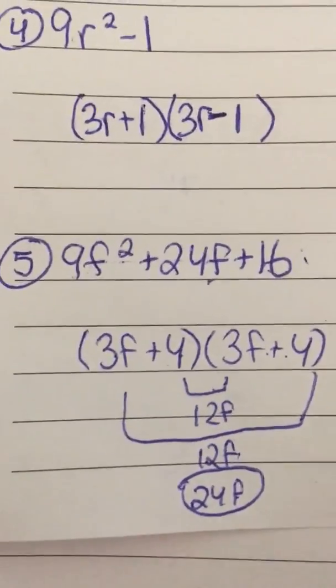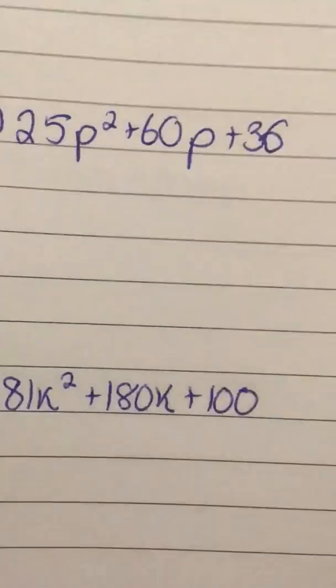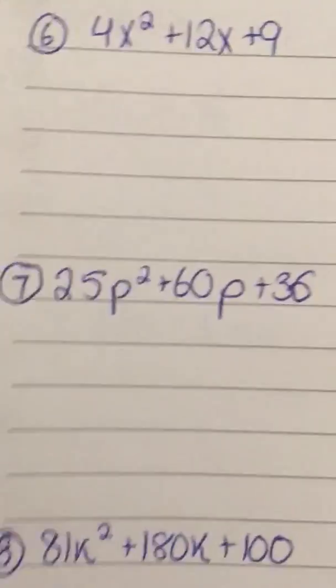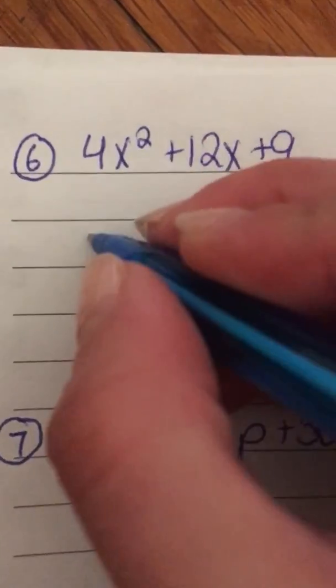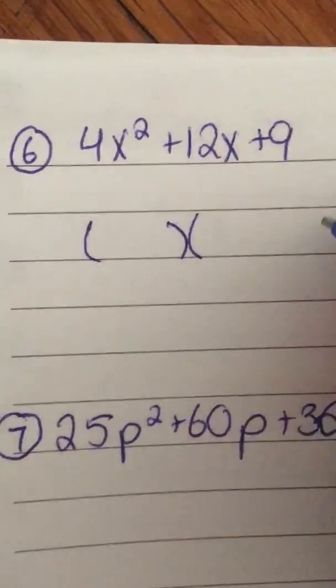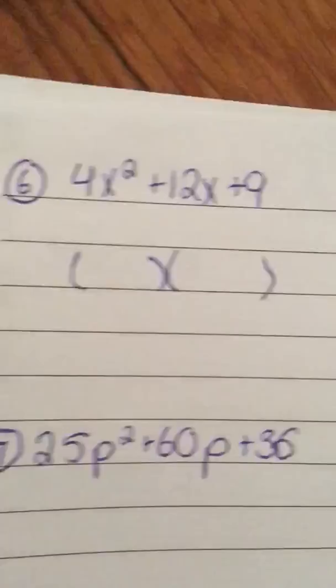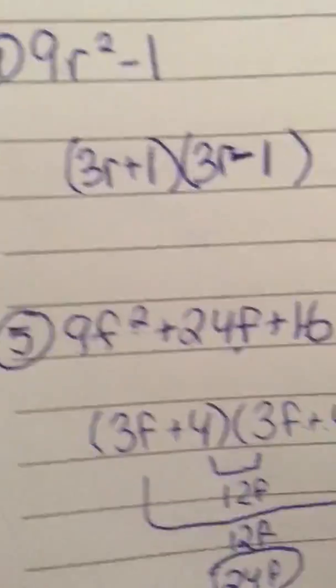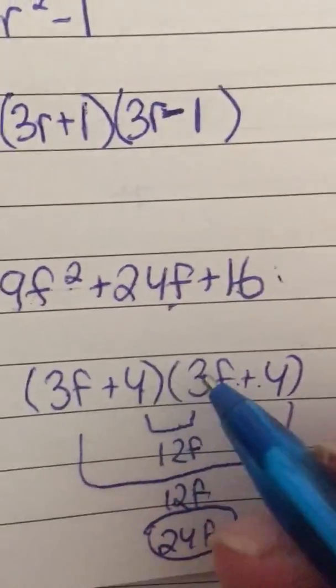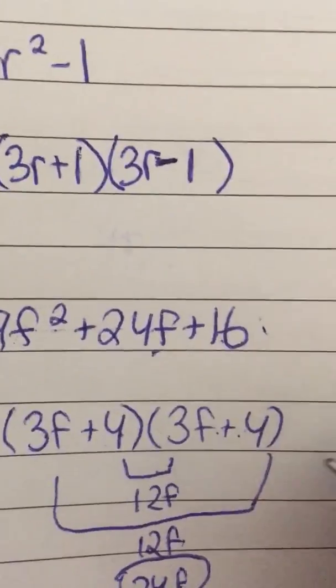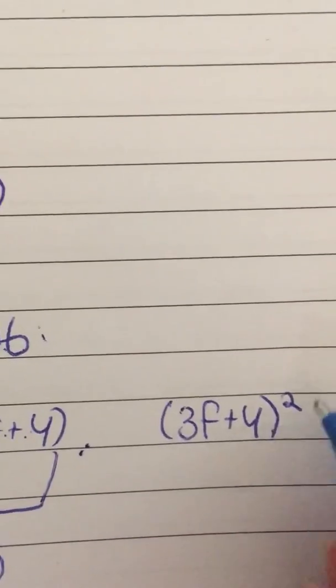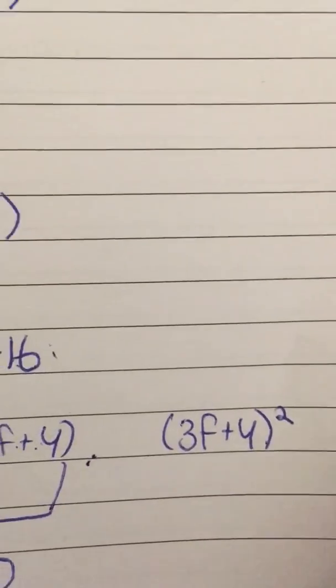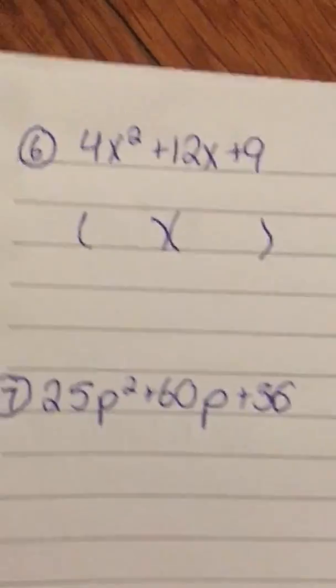You can always check it with the guess and check method as well. So we'll do a few more together. Let's set up our parentheses. Oh, and I forgot to show you on that one, when they're both the same thing, like both binomials, 3f plus 4, 3f plus 4, the fast way to write that is 3f plus 4 squared. So we'll write all our answers like that at the end.